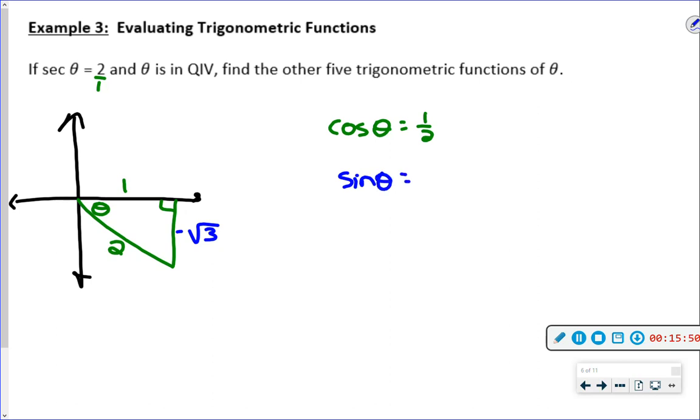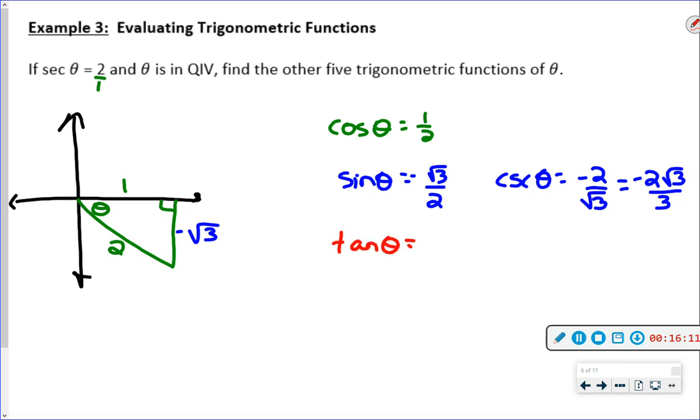So sine is opposite over hypotenuse. Cosecant would be the reciprocal of that. Of course, I got to rationalize. So much fun on the rationalizing. Okay, and then let's do tan and, of course, cotan. So TOA, opposite over adjacent, negative root 3 over 1, or negative root 3, right? And cotan, we got to flip it, negative 1 over root 3, and rationalize it out.